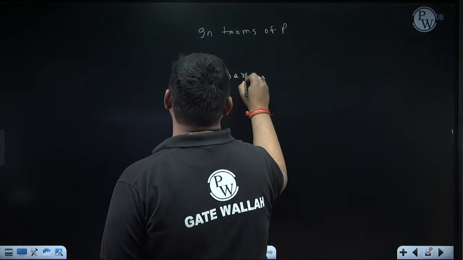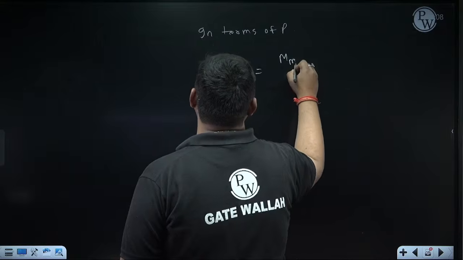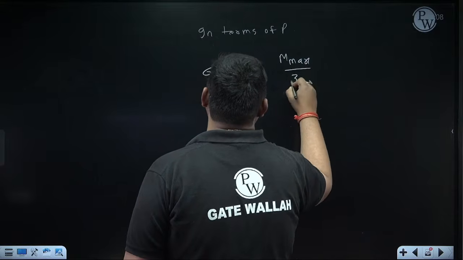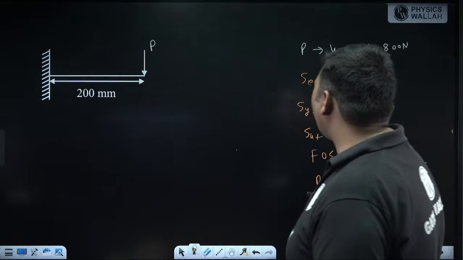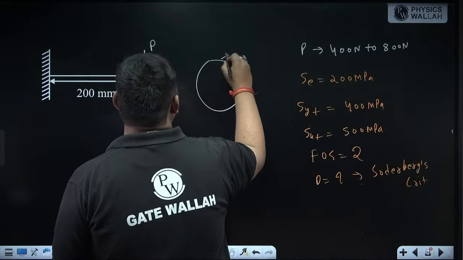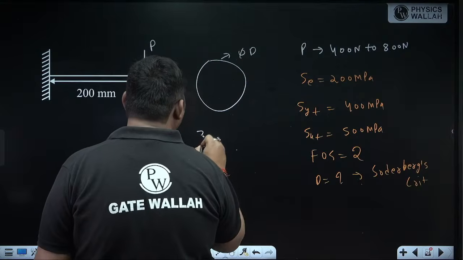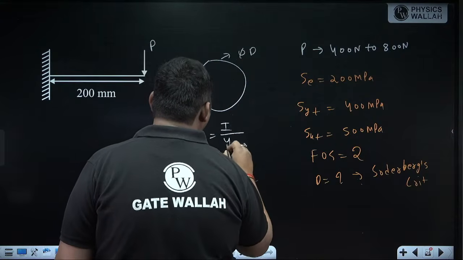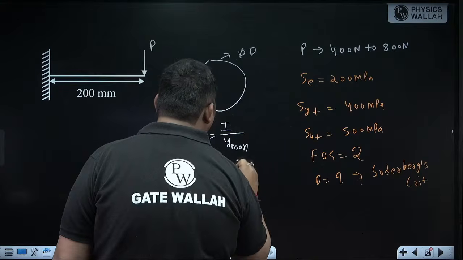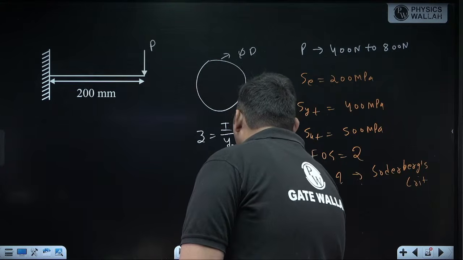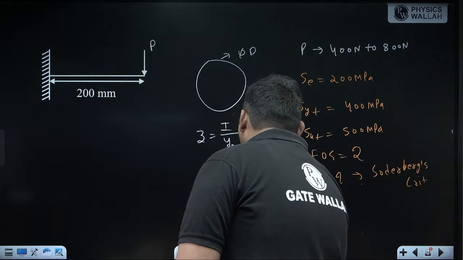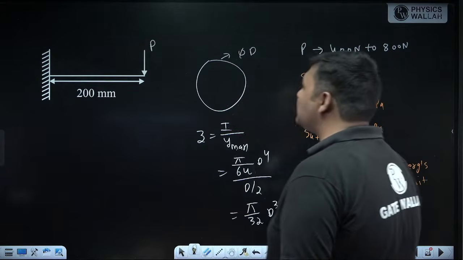If the cross section is the same throughout, the expression to calculate maximum bending stress is Mx by Z, where Mx is the maximum bending moment and Z is the section modulus. Now the cross section is circular, whose diameter is d. The expression of Z is always I by y max. For a circular cross section, you can directly remember the formula to calculate I: pi by 64 d to the power 4. y max will be d by 2. Simplifying this, it will be pi by 32 d cube. So this is the expression of Z.